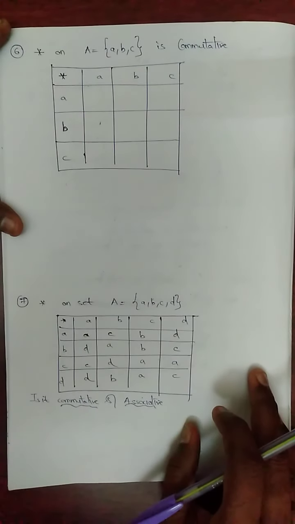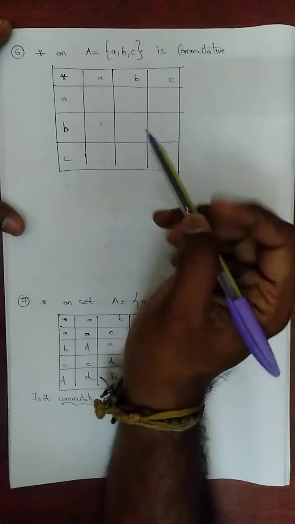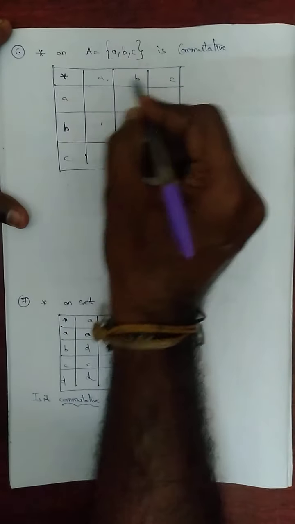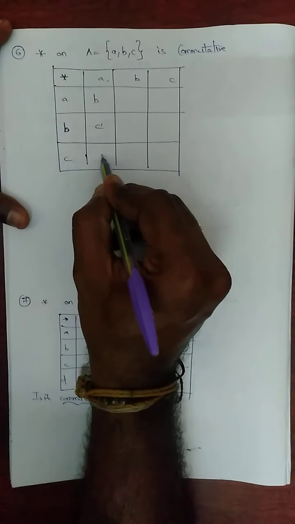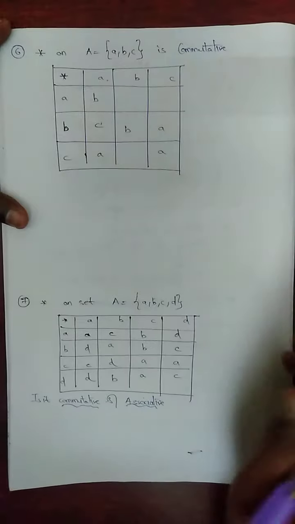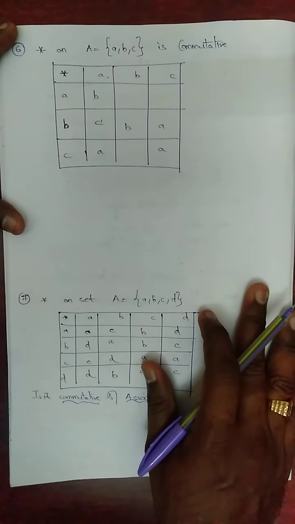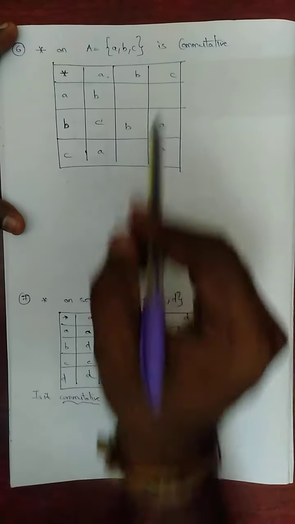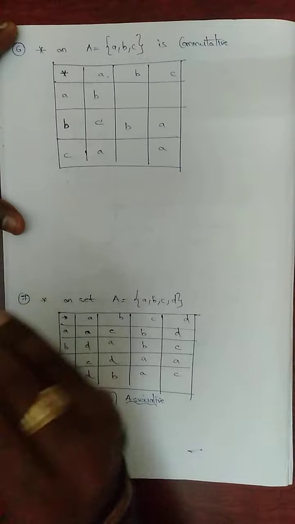Sixth sum. They have given a star on A. This is a binary operation on A, and it is commutative. In the question they have given A, B, C, and also B, C, A. This is B, this is A, and this is A. They have given it in the question itself. What do I need to find? I need to find the missing elements. I need to find this element and this element, three elements which are missing here.